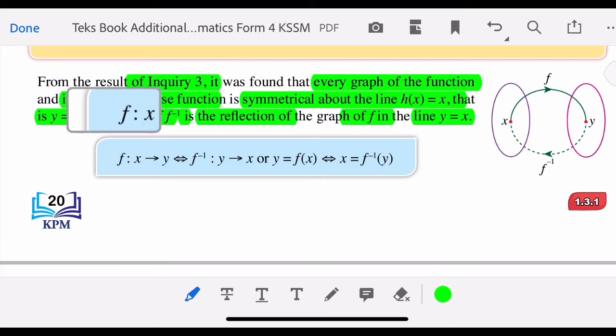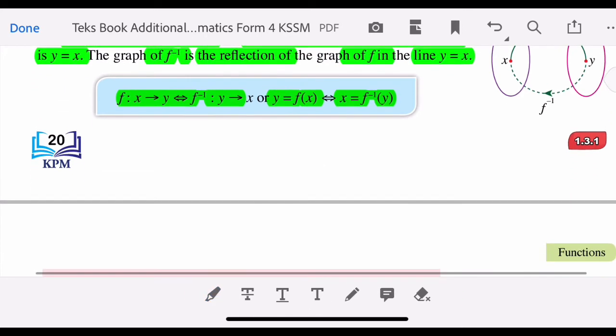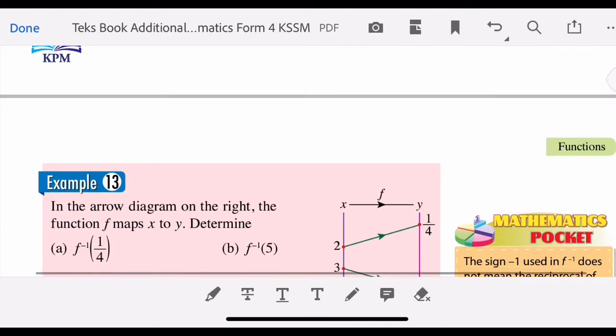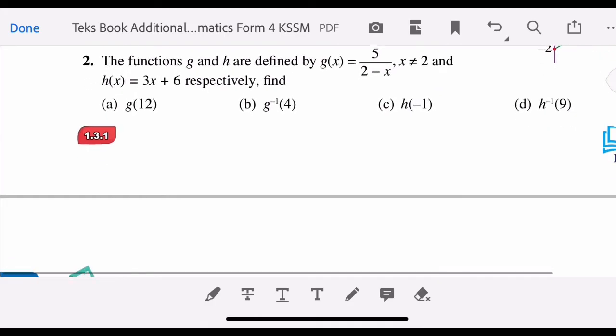So I also taught you the concept that f(x) equals y, and f inverse maps y to x. So when y equals f(x), x equals f negative 1 of y. When you have found the x, it means that you have found the inverse. Okay, so we have discussed all this.